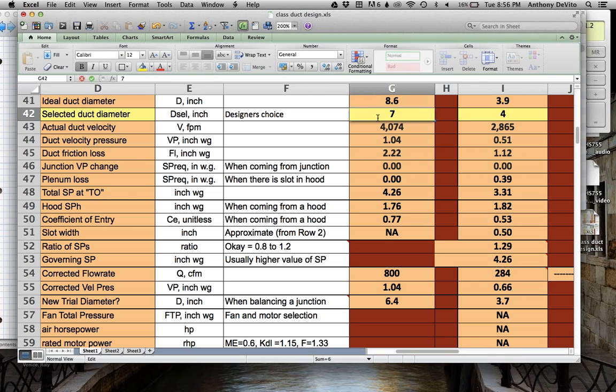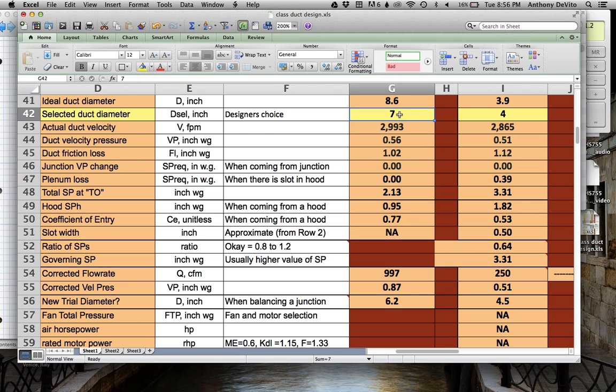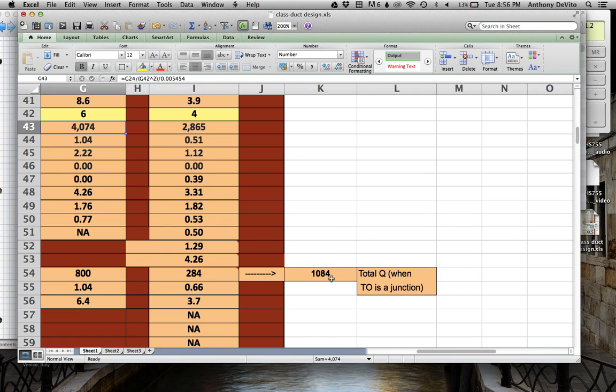So if I go to 7 inches, that ratio is 0.64. So I have to pick one, 6 or 7, one or the other. So let's see, 0.64 or 6. Remember what happened when I increased the other one? It went really crazy, right? So I don't think I want to do that. So I think the closest I'm going to get is to make this duct a 6-inch duct, and make this duct a 4-inch duct.